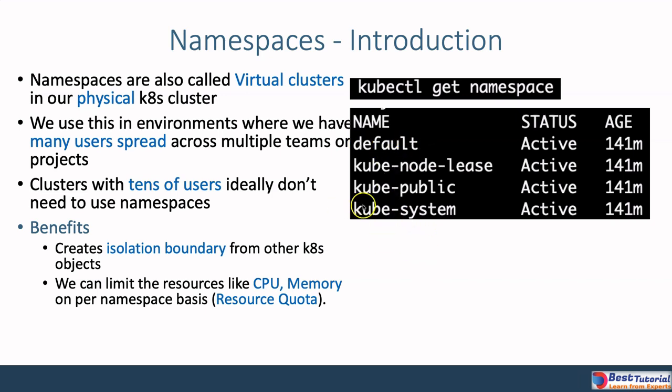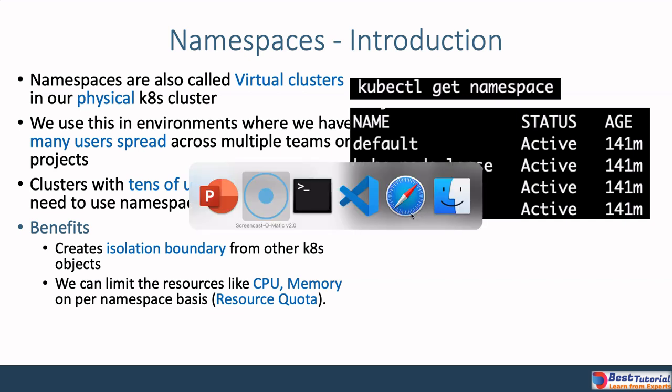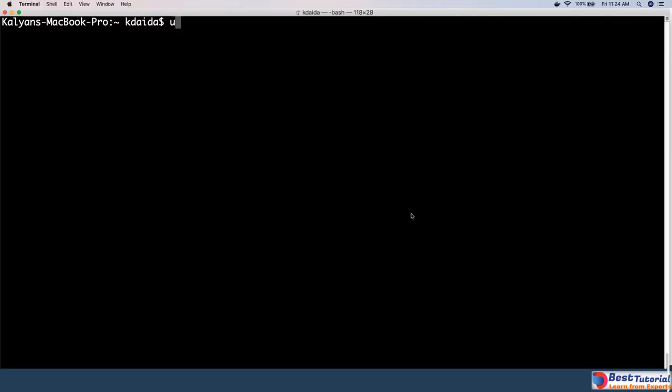The other thing which we have is kube-system. This is what we should be aware of. All the Kubernetes system related objects will be created in kube-system. Let's go ahead and see that now. Let's see what is all present in our kube-system namespace.